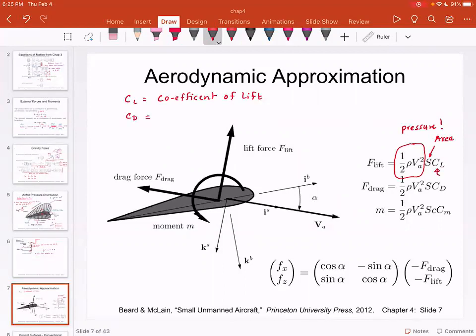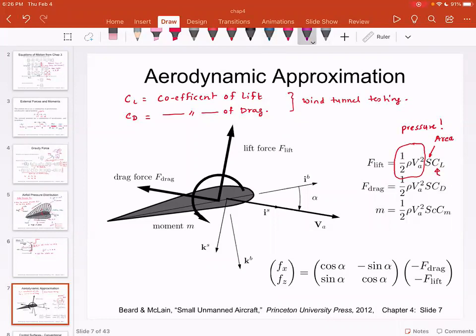Similarly, CD is the coefficient of drag. And these coefficients of lift and coefficients of drag are determined using something called wind tunnel testing. And for different airfoil shapes, coefficients of lift and coefficients of drag are already published. So whenever you are going to design, you look at the design data book for the airfoil and then select appropriate values of coefficient of lift and coefficient of drag.